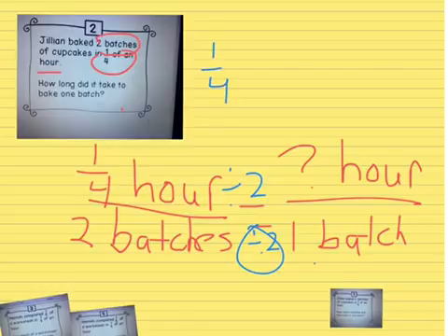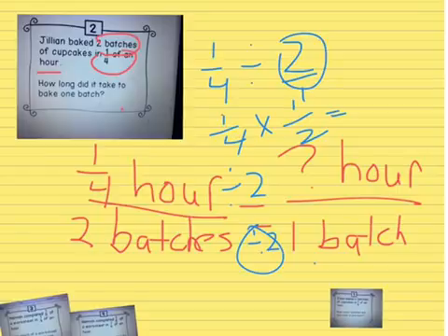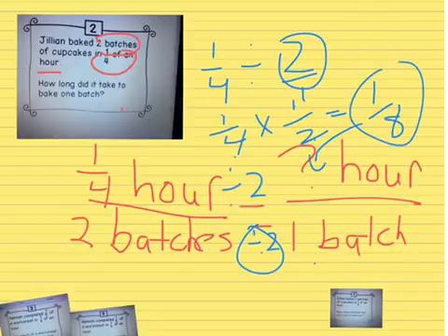1/4 divided by 2, which I'm going to put as 2 over 1. Now keep 1/4, change to multiplication, and flip to 1/2. So now 1 times 1 is 1, 4 times 2 is 8. And our answer goes right here, and it would be 1/8 of an hour. It would take her to make 1 batch. So our answer to this problem would be 1/8 of an hour.